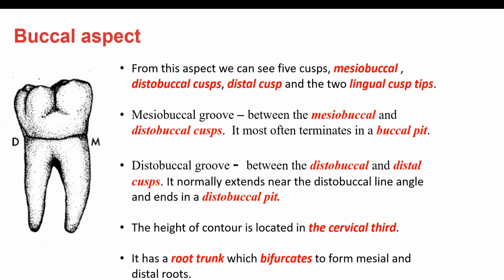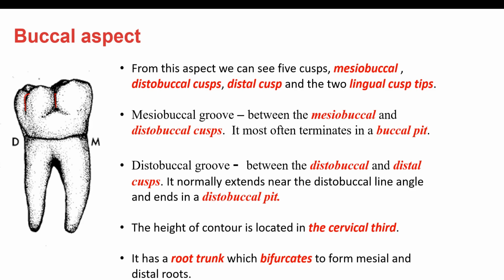On the buccal surface, the mesiobuccal groove divides the mesiobuccal cusp and the distobuccal cusp and ends in a pit, that is the buccal pit. The distobuccal groove separates the distobuccal cusp and the distal cusp. This small cusp which you can see here is the distal cusp, and this ends in a distobuccal pit. Okay, and the height of contour is located in the cervical third.